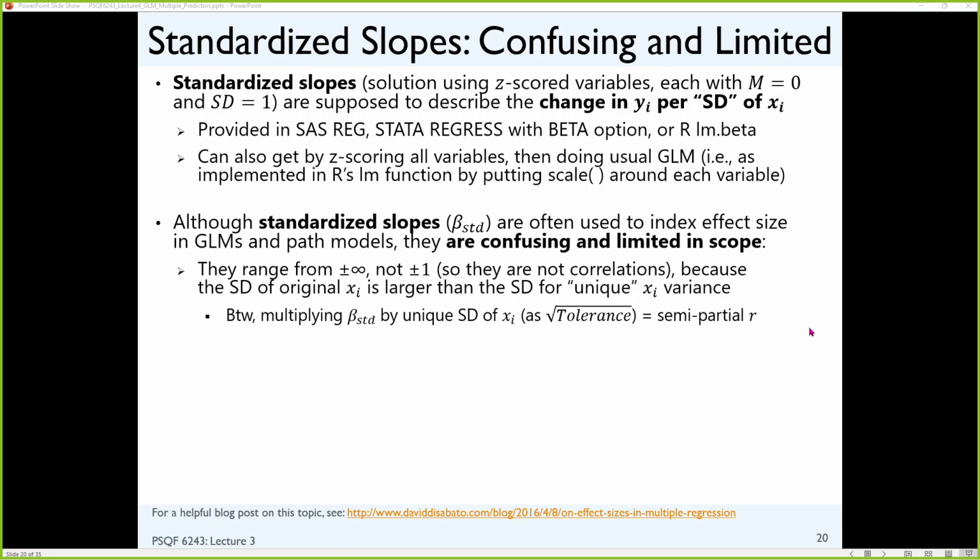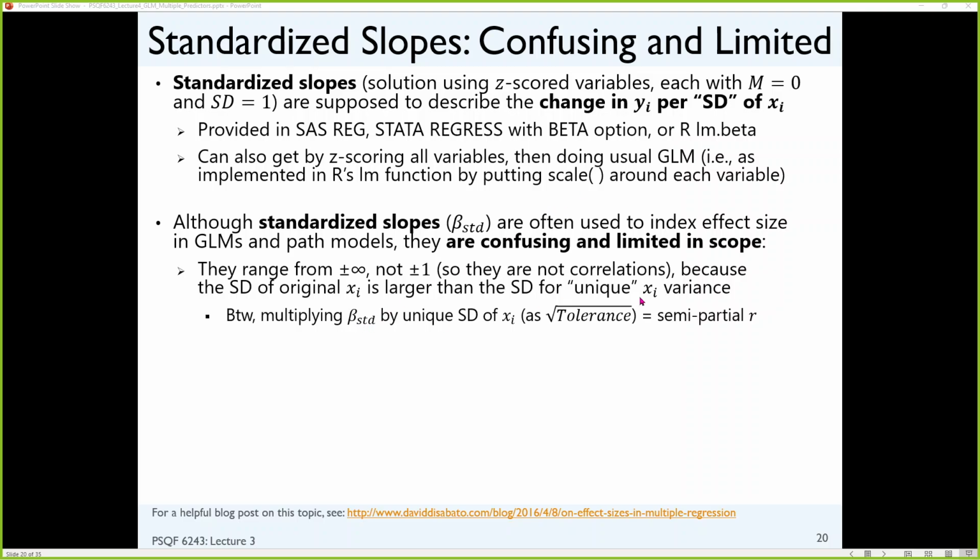Standardized slopes do not range from -1 to +1. They range from negative infinity to infinity. They do. Because the standard deviation of x is what's used to standardize them, but the standard deviation of x is no longer relevant in most cases. What this effect is about is the unique part of x that none of the other predictors are contributing. The room that this person cleaned all by themselves that no one else cleaned.